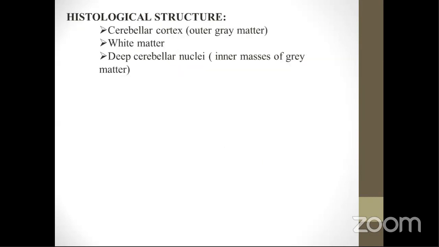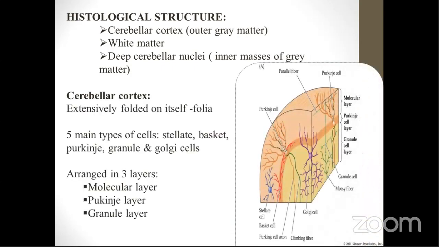Now coming to the circuit part. Before explaining the circuits, in short, you have to write down the histological structure of the cerebellum. In the histological structure, there is always the outer gray matter, the white matter, and the deep cerebellar nuclei. This is how the cerebellum looks, but you don't have to write or draw this particular figure in the examination.